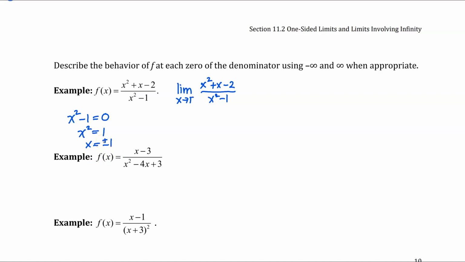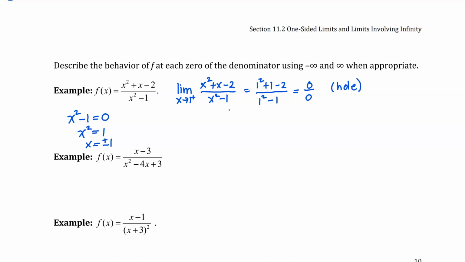So let's look at the right-hand limit as x approaches 1. Then we evaluate that by plugging in 1 to the expression here. So when we plug in 1, we get 1 squared plus 1 minus 2 divided by 1 squared minus 1. The numerator is 0 and the denominator is also 0. So we get an indeterminate form. We know graphically that if we have this type of scenario, this is the case when there is a hole on your graph. So that means at that point, at x equals 1, there's a hole on the graph.